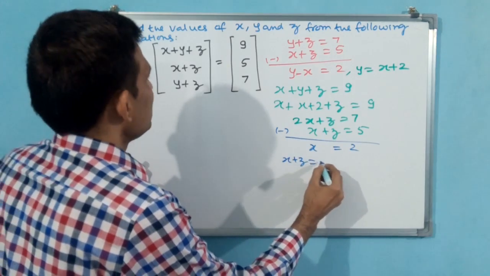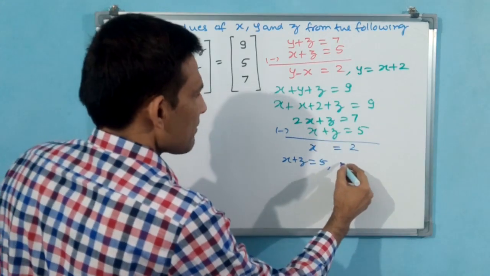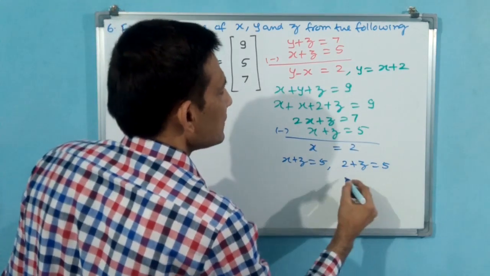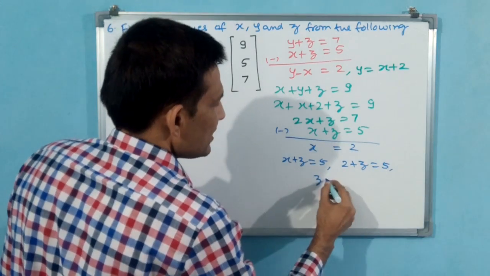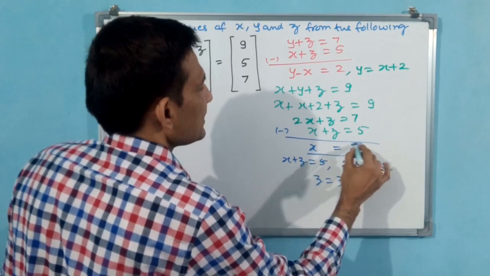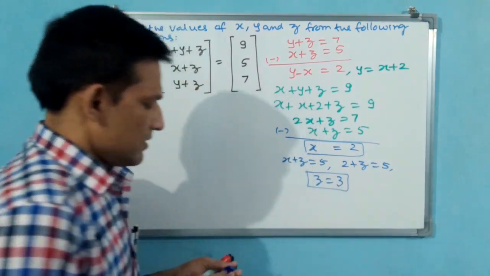X plus z is equal to 5. Okay. Comma, 2 plus z is equal to 5. Comma, z is equal to 3. Is it okay? Why? Because 5 minus 3. Box it. X, Z. Okay.